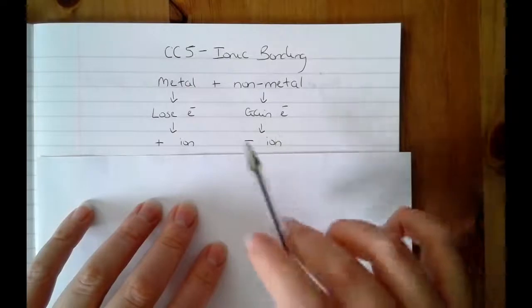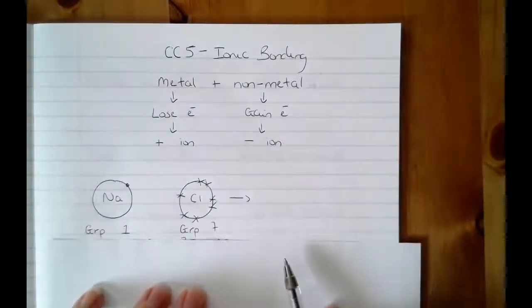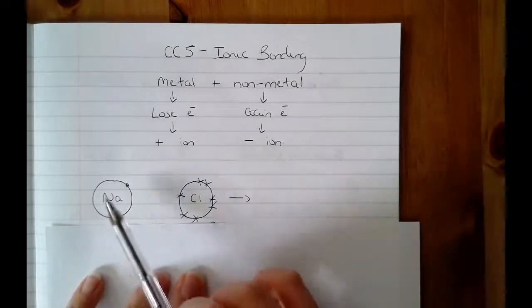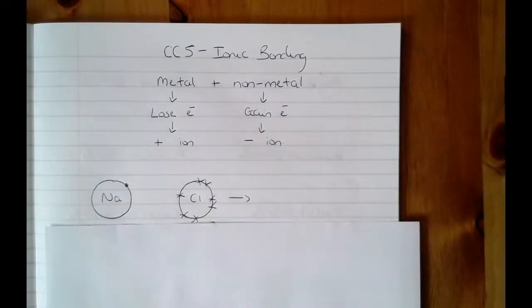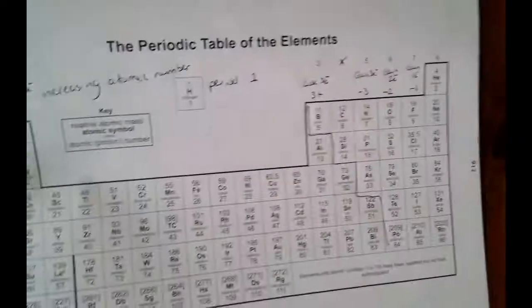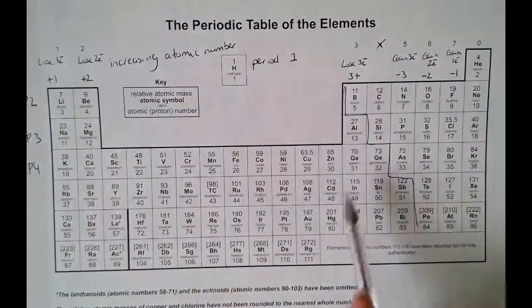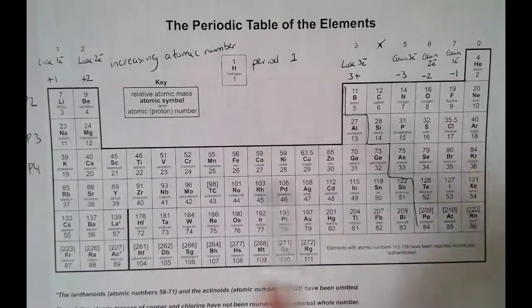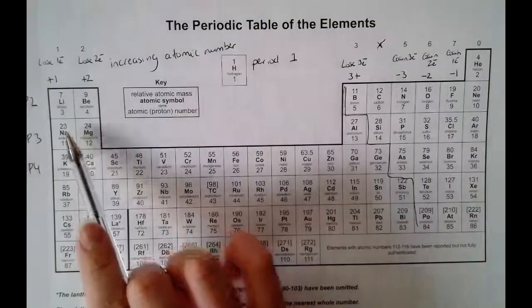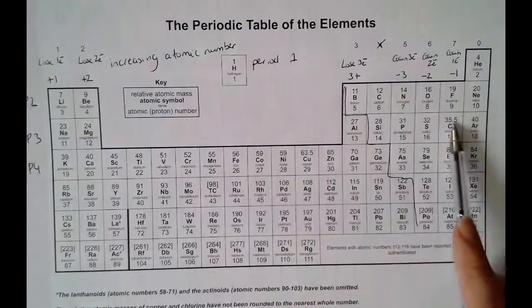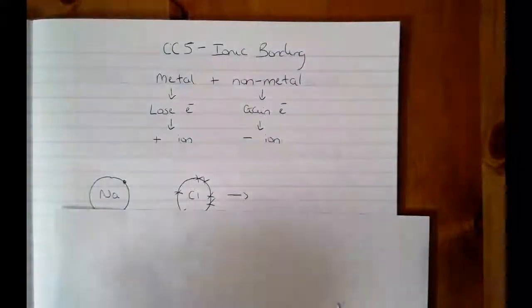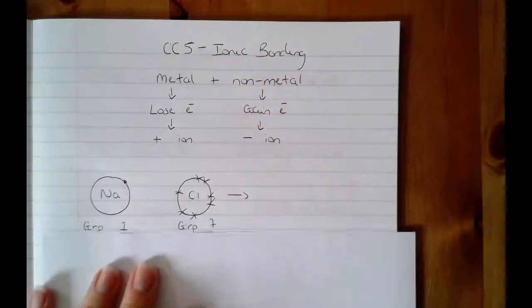If we look at a reaction between a metal and a non-metal, I've chosen sodium and chlorine. Again, the reason I know sodium's a metal is because of its position on the periodic table. The metals are all to the left-hand side of this line, and the non-metals are to the right-hand side. Sodium's over here in group 1, it's a metal. Chlorine's over here in group 7, it's a non-metal. So the reaction between sodium and chlorine is going to result in an ionic bond.